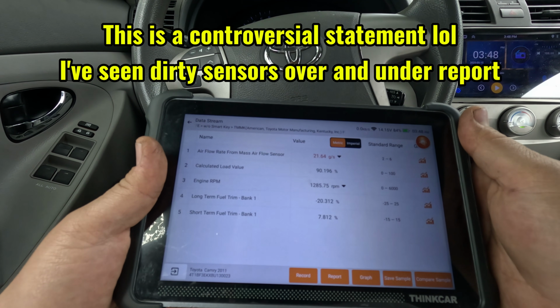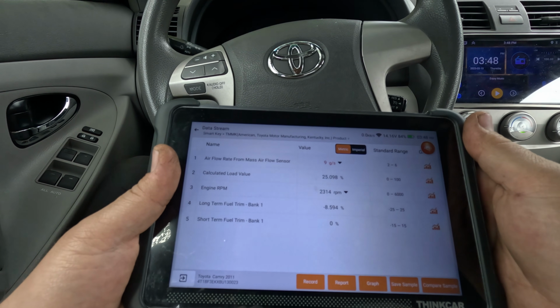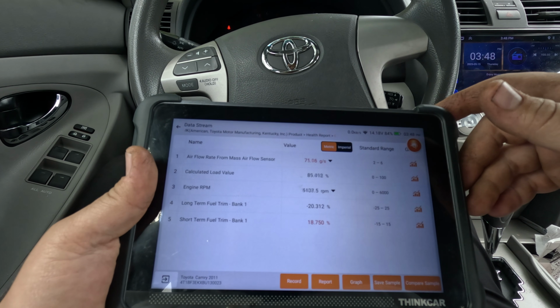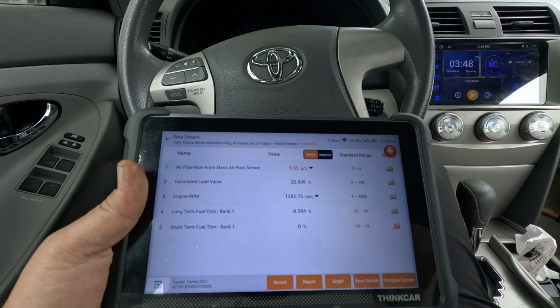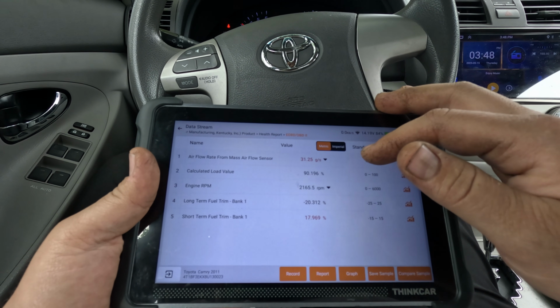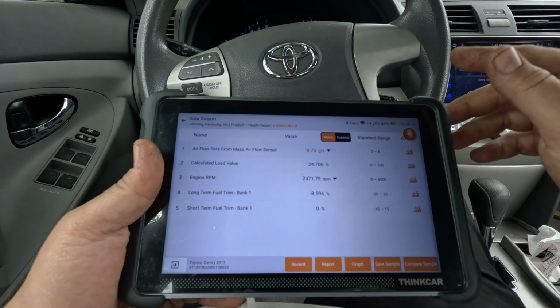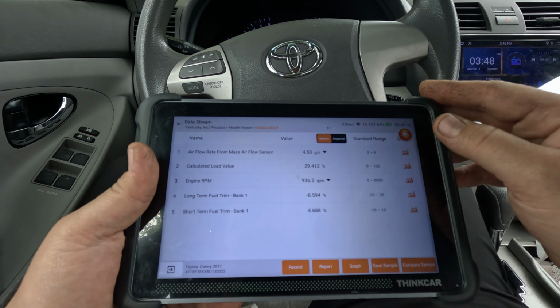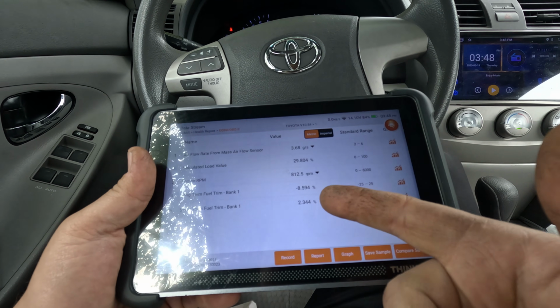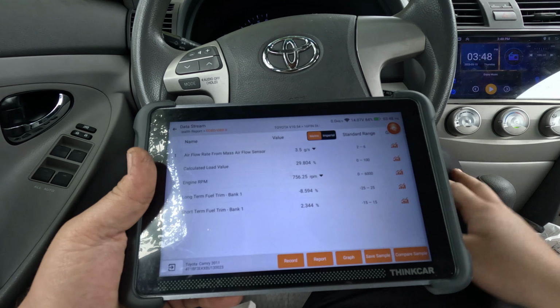Let's rev it up. It hit 70, which is not bad, but I think it's too high, not too low. But he did replace it, but he could have replaced it with one that was dirty also. Calculated load goes to what? To 100, yeah. Something's off. It's running too high. Now, the long-term fuel trim, it's not crazy rich.